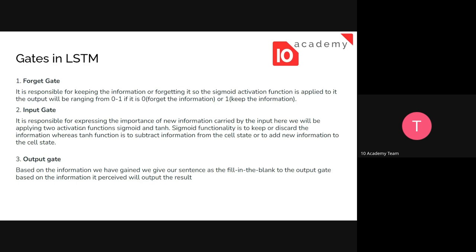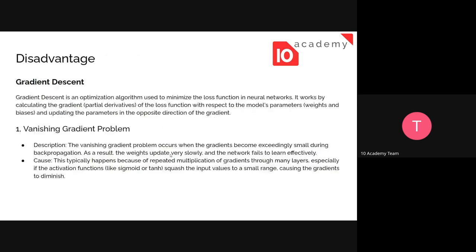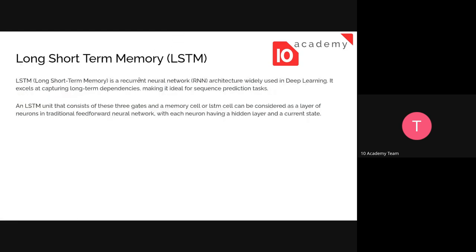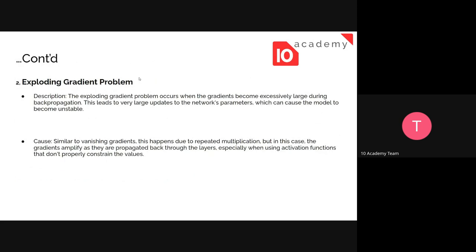And there's the input gate, responsible for expressing the importance of new information carried by the input. Here we will be applying two activation functions, the sigmoid and the tanh functions. In the simple neural network definition, it's this function, okay? Here is the sigmoid function. We're going to put our x value in that function and we're going to predict the y value. That is the definition of the activation function. Maybe we're going to use some complicated activation functions because we want our data graph to be covered as much as possible, so that it can cover all the data sets that are given.